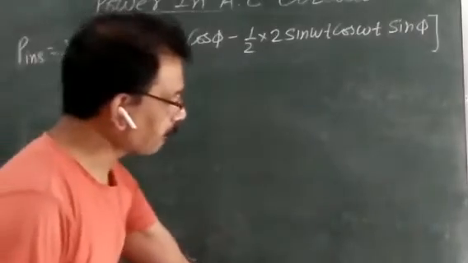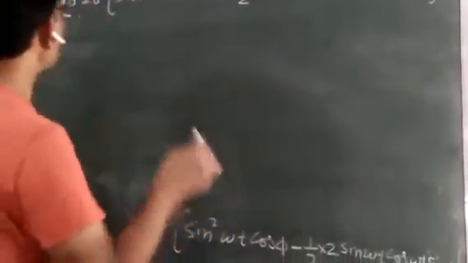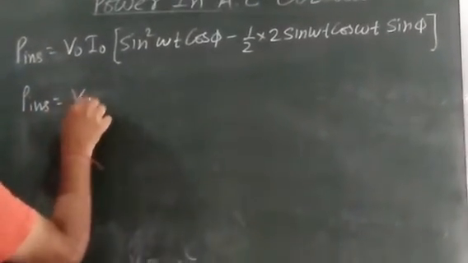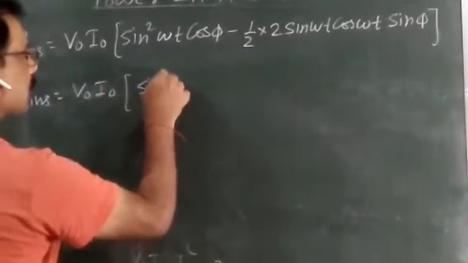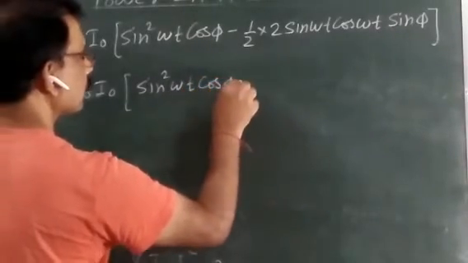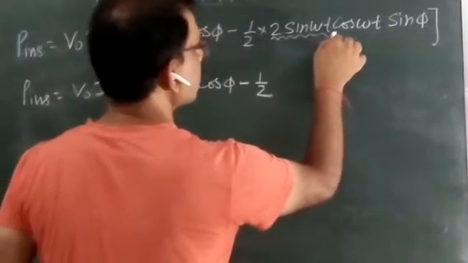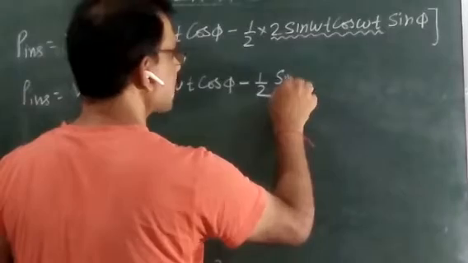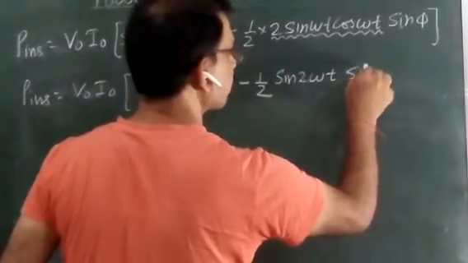So now in place of 2 sine omega t cos omega t, we can write sine 2 omega t. So instantaneous power is equal to V naught I naught [sine square omega t cos phi minus 1 by 2] and in place of 2 sine omega t cos omega t, whose formula is this? sine 2 omega t, and this is sine phi.